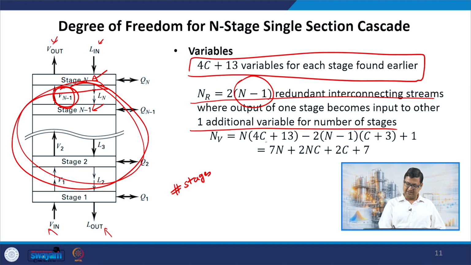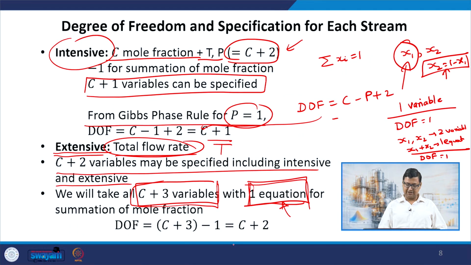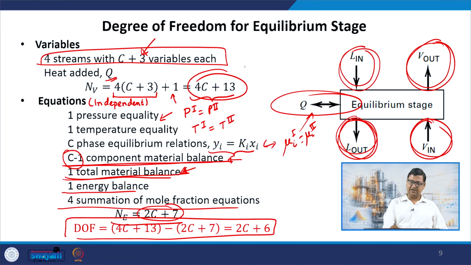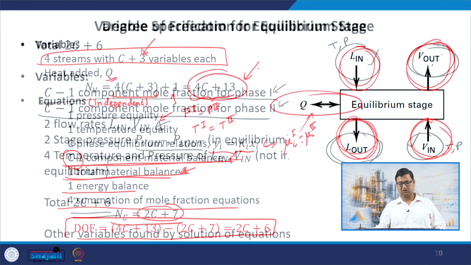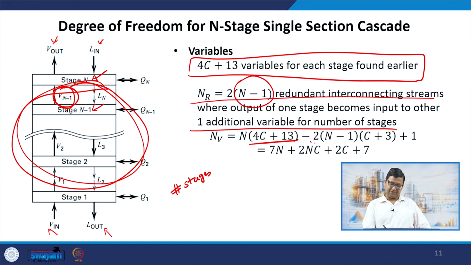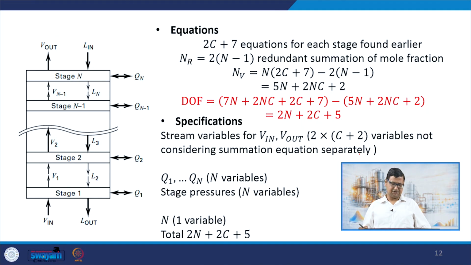So for every stage, we have 4C plus 13 variables, as we have counted earlier, 4C plus 13 variables for every stage. But then we subtract the redundant streams. So we have 2 into n minus 1 redundant streams, and for every stream we have C plus 3 variables. So we are multiplying by C plus 3, and one extra variable for the number of stages, and therefore we can count the total number of variables.